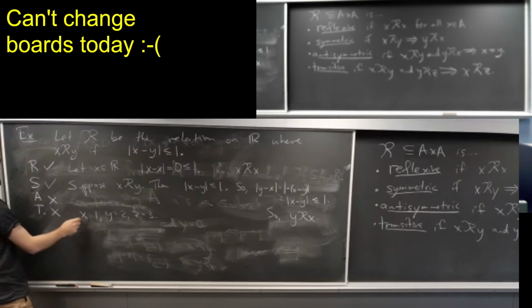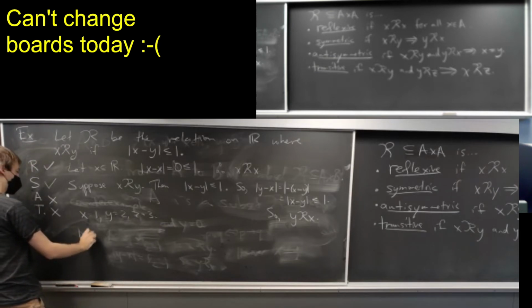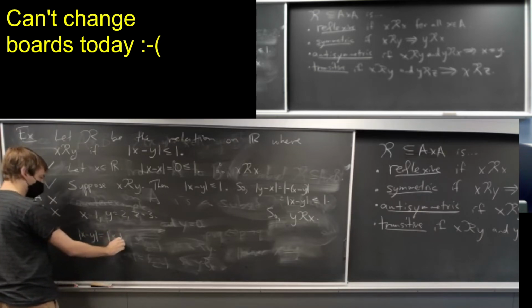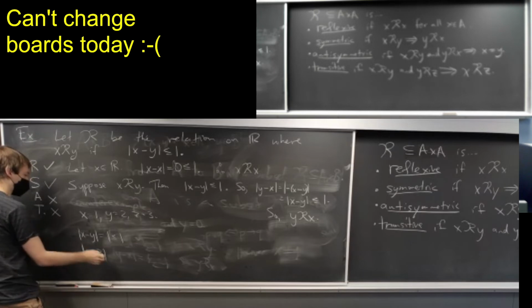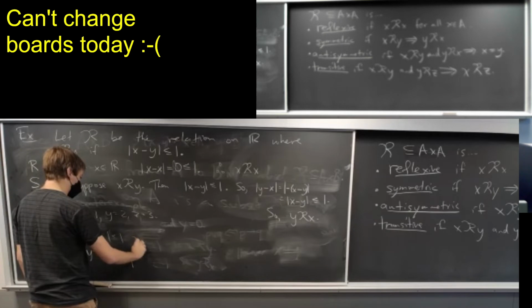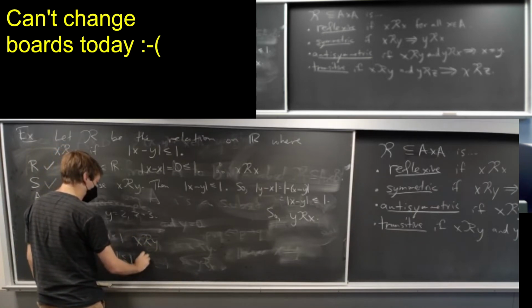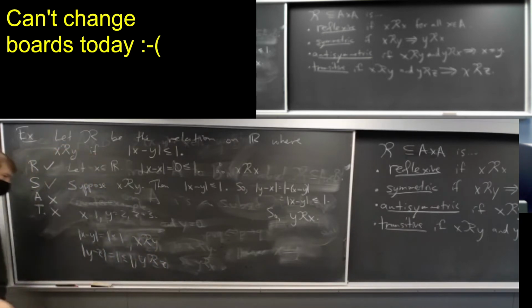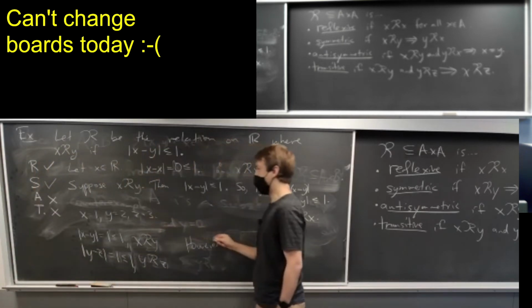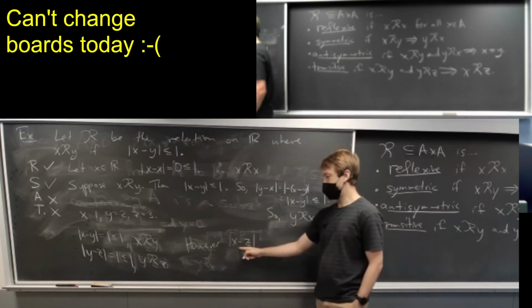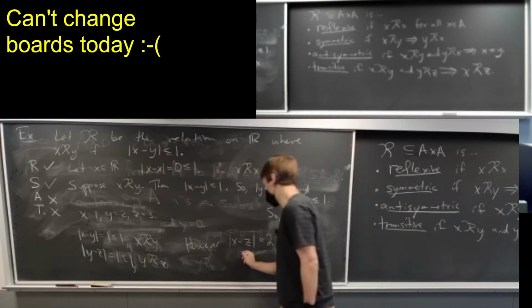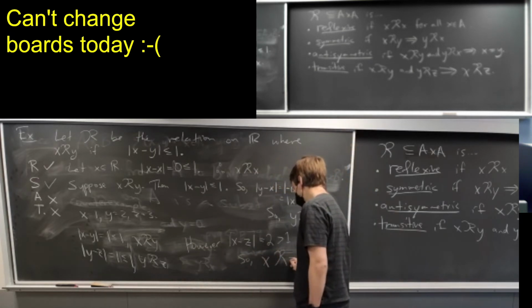Because if I look at it, I take my x minus y, that's going to be the absolute value of negative 1, which is 1, which is certainly at most 1. y minus z is also negative 1, absolute value is 1, which is at most 1. So therefore, x is related to y is related to z. However, if I try to compare x and z, I get absolute value of negative 2, which is 2, which is bigger than 1. So x is not related to z.